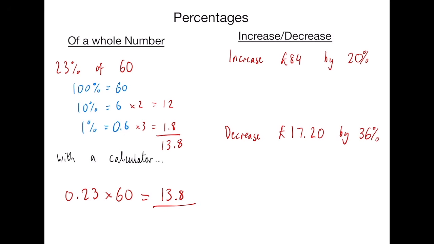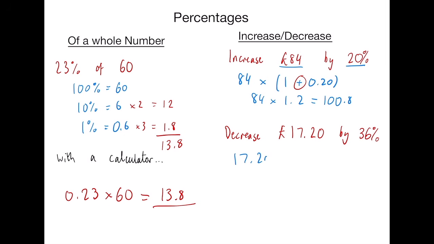Using the same sort of idea, when it comes to increase or decrease by percentages, you can sit there and work out 20% of 84, but it's not the best method if you do have a calculator. Start with the original value, 84, and you want to multiply it by 1 plus the decimal form of the percentage. So in this case it will be 0.2. So in your calculator you want to write 84 multiplied by 1.2, and that will give you your answer of 100.8.